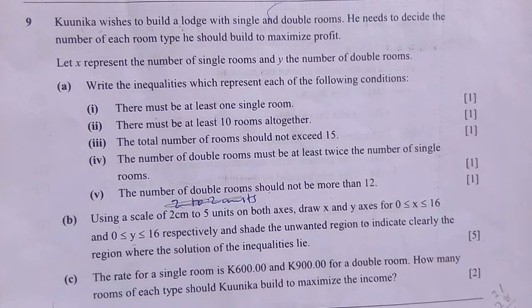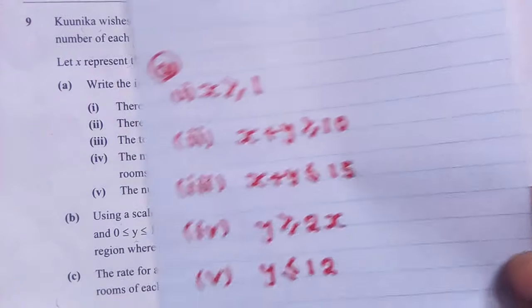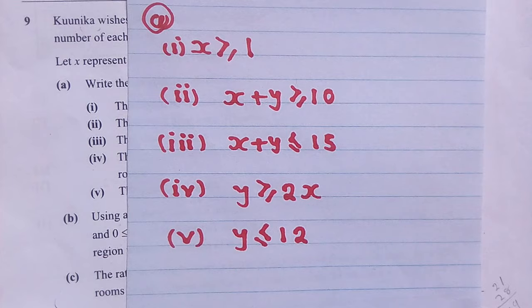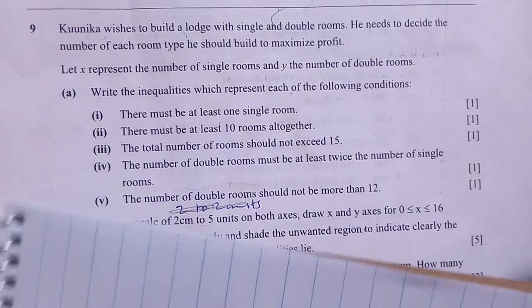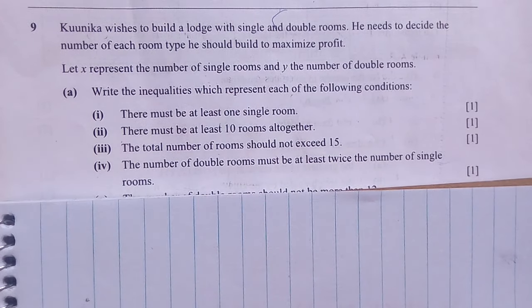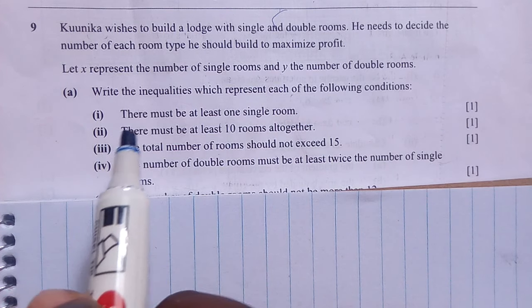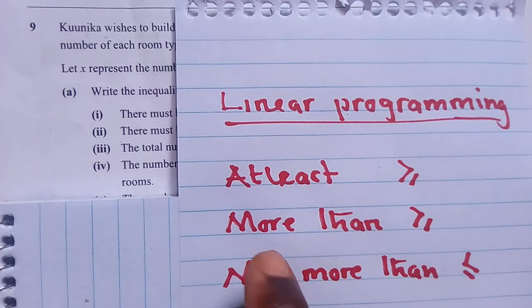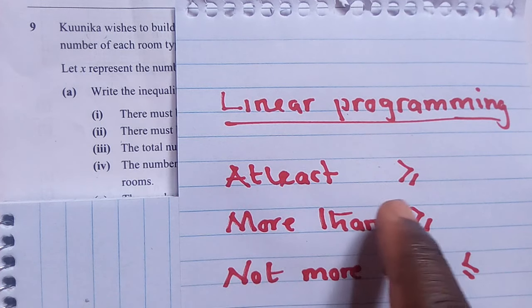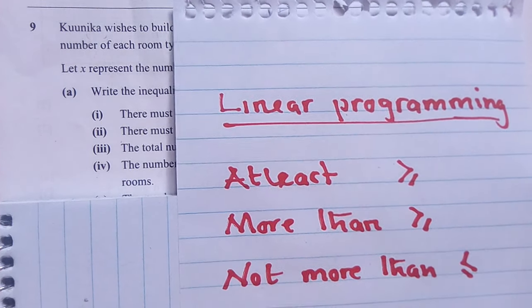So let's try to answer question 1, which is question A there. So question A, the answers will look like this. This is how the answers will look. So now let me try to explain. If you're able to see nicely, they have said there must be at least one single room, and at least we know it means greater or equal to. That's what this sign means.